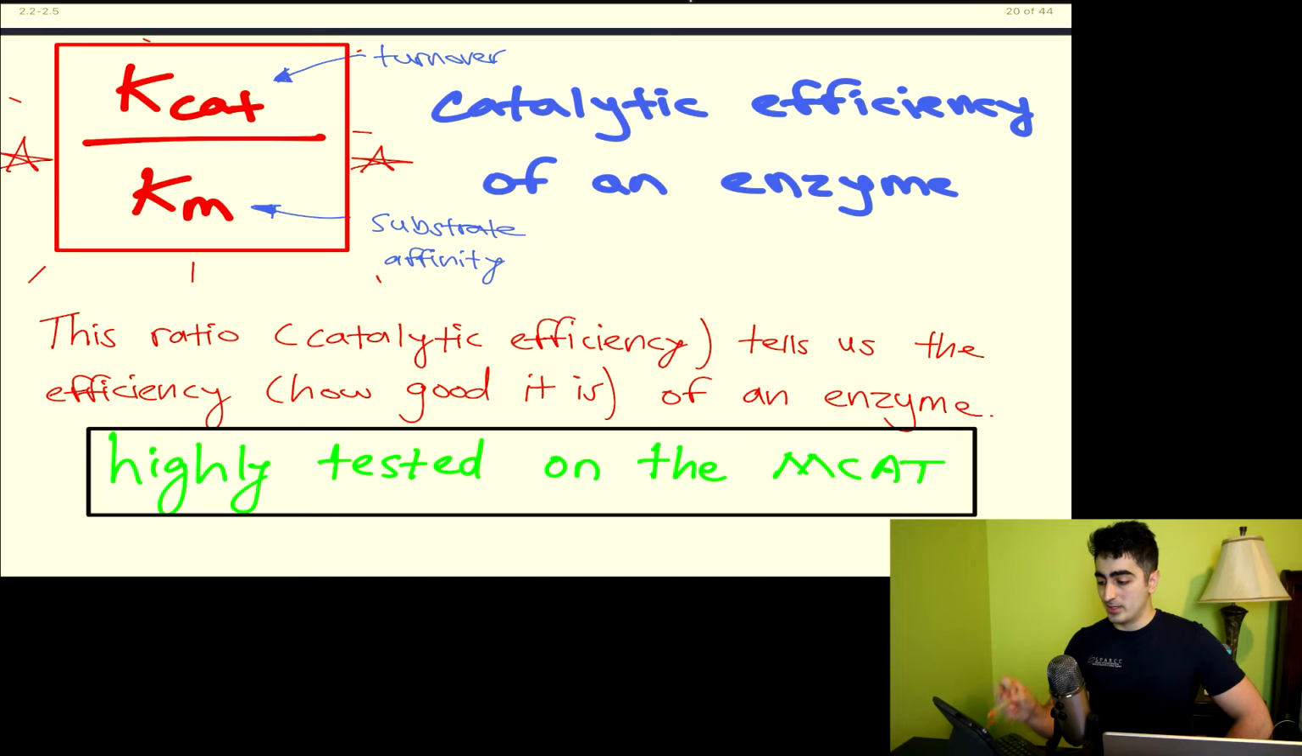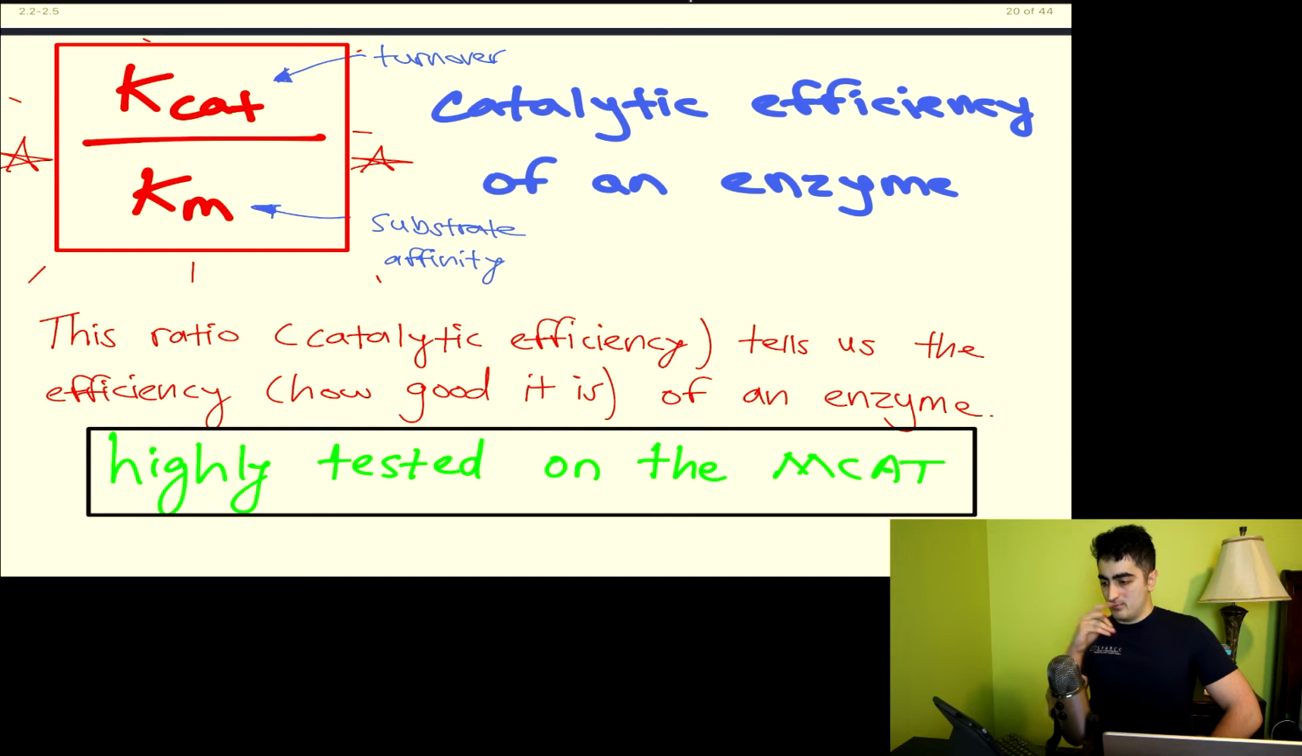So we got the turnover rate, right? We said kcat is how many substrates the enzyme turns over to product per enzyme per second. And then we have Km, which is the affinity, the substrate affinity for the enzyme. How much does the enzyme love the substrate? This ratio, the catalytic efficiency, tells us how good the enzyme is, and it is highly tested in the MCAT. The higher the catalytic efficiency, the better the enzyme.